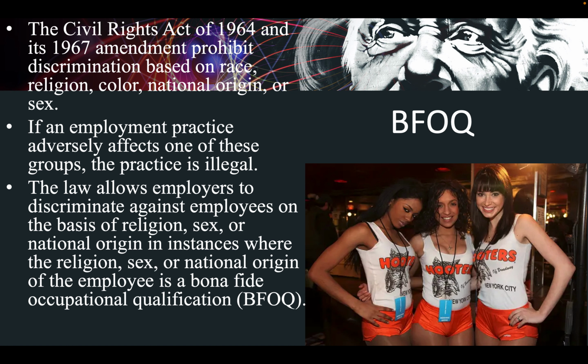The Civil Rights Act of 1964 and its 1967 amendment prohibit discrimination based on race, religion, color, national origin, or sex. If an employment practice adversely affects one of these groups, the practice is illegal. The law allows employers to discriminate against employees on the basis of religion, sex, or national origin in instances where the religion, sex, or national origin of the employee is a bona fide occupational qualification.